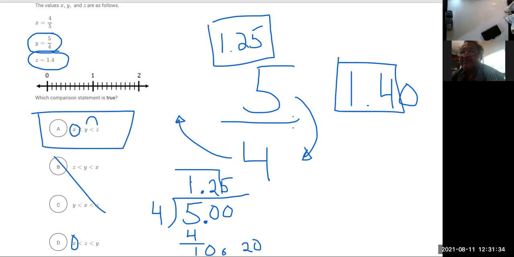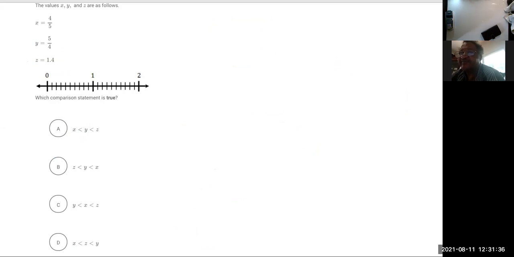GED is really good at writing things in a tedious way. But with the skills that we just worked on, we can knock these out 100% of the time and always be right.